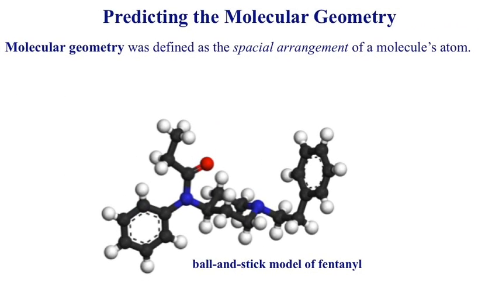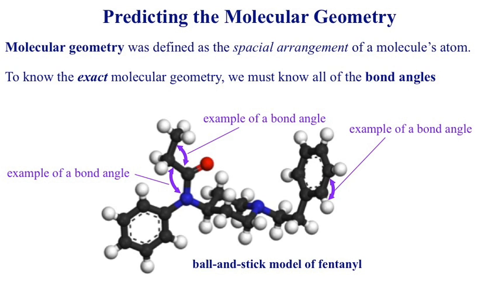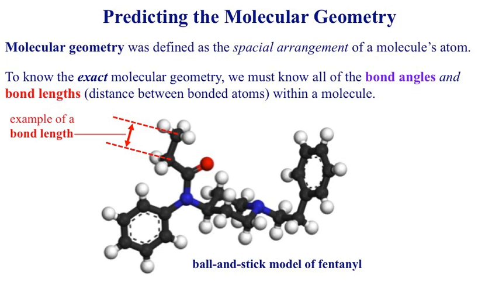Let me draw your attention back to the ball and stick model of fentanyl. Remember, molecular geometry was defined as the spatial arrangement of a molecule's atoms, how the molecule's atoms are arranged in 3 dimensions. To know the exact molecular geometry, we must know all of the bond angles and bond lengths. A bond length is the distance between two bonded atoms within a molecule. One example of a bond length between two carbon atoms is called out in this view graph.